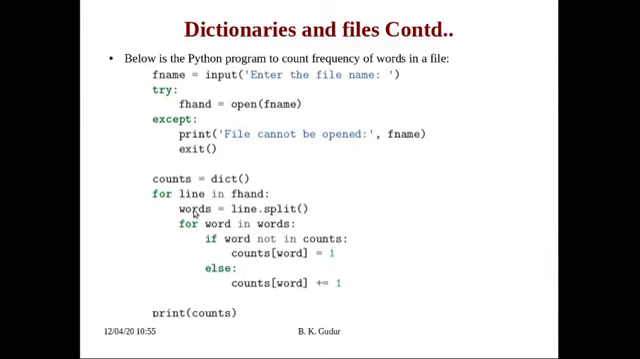Now, for every word in these words, remember one line is taken from a file and that line is divided into a number of words. Now, this is a list containing many words of that line. Now, one word will be taken from that list. We'll check whether that word is there in this dictionary. If it is not there, we'll add it with a value equal to 1. If it is there, we'll take the value. This counts of word plus is equal to 1 is nothing but counts of word is equal to counts of word plus 1. Like a plus is equal to b is equivalent to a is equal to a plus b. So at the end we are going to print the counts.